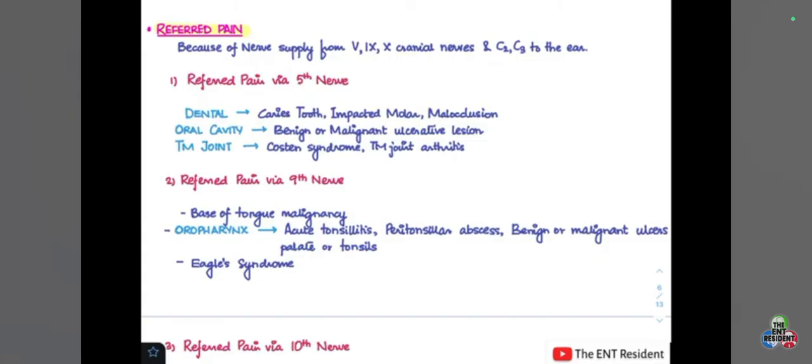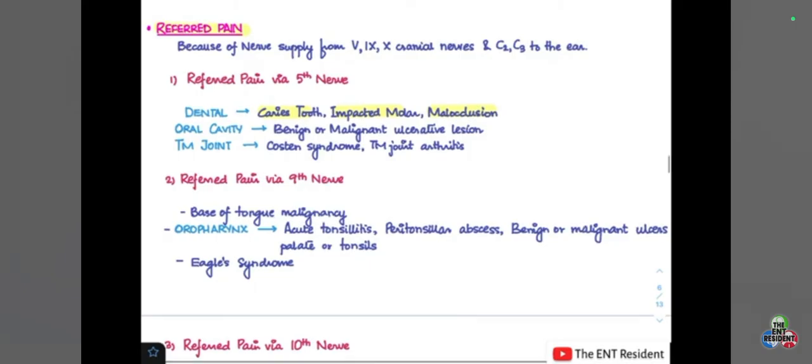Now what are the causes of referred pain in the ear? First can be referred pain via the 5th cranial nerve, or the trigeminal nerve. This involves dental, oral cavity and TM joint causes. Dental causes can be caries tooth, impacted molar, malocclusion of teeth. Causes in the oral cavity involve benign or malignant ulcerative lesions, and temporomandibular joint problems involve Costen syndrome, TM joint arthritis. So these are all the causes that can cause referred pain to the ear via the 5th cranial nerve.